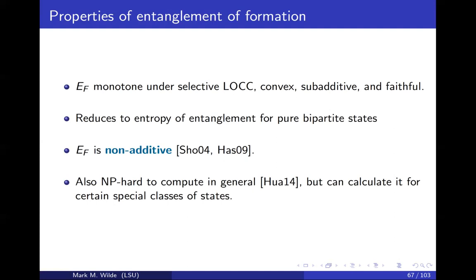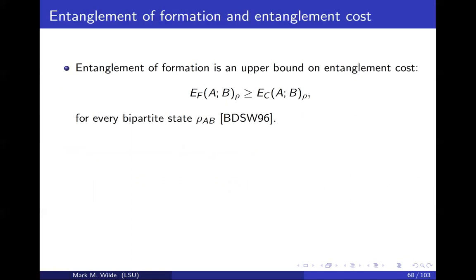In some cases, you can compute it, like for some what are called bosonic Gaussian states of interest in experiments. But in general, it's going to be hard to compute. We know that it's an upper bound on entanglement cost. That means the average cost of preparing a state has an upper bound, which is the entanglement of formation. So there exists some strategy that you can use to achieve the entanglement of formation rate for the entanglement dilution task.